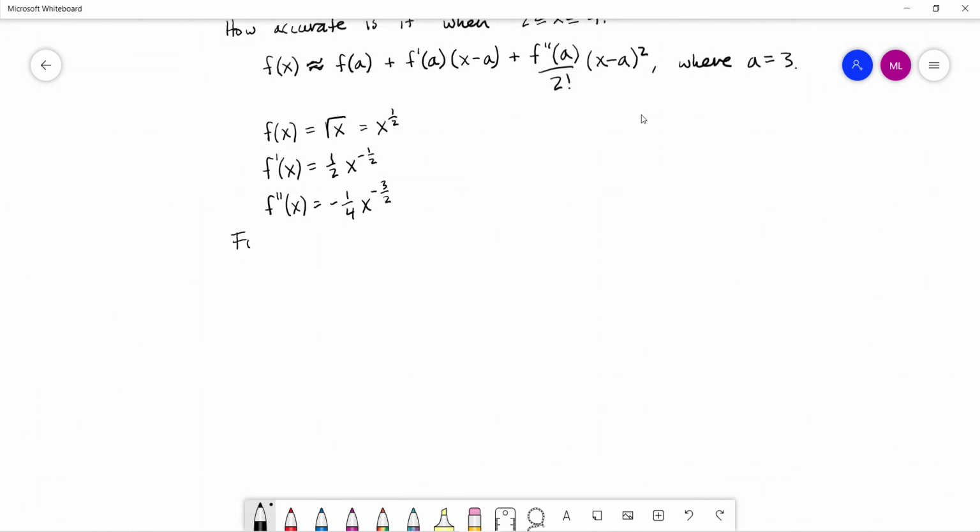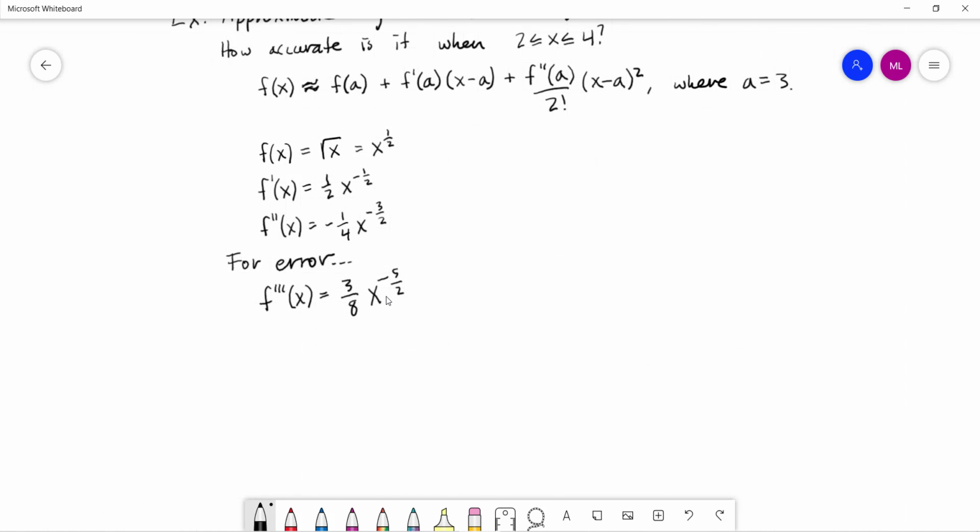So let me say that here. For the error, I will also need f triple prime of x. And that will be, I will multiply this 1/4 by a negative 3/2, and again, they're both negative, so the negatives will cancel, and we will get 3/8 times x to the negative 5/2. And this will be used when we talk about our error bounds.